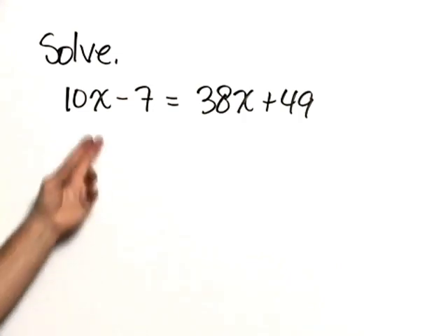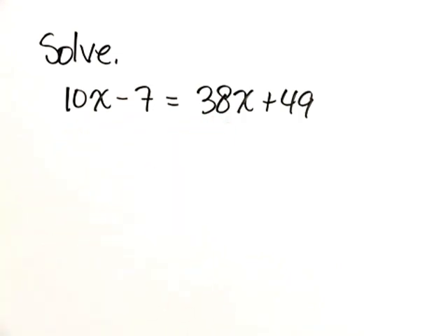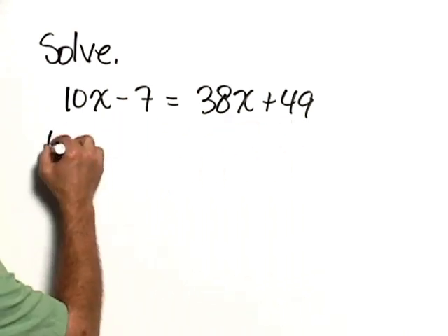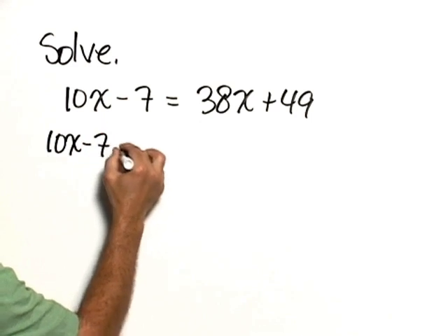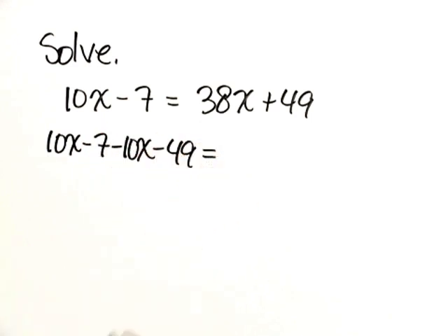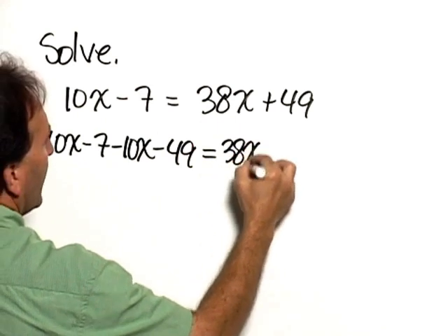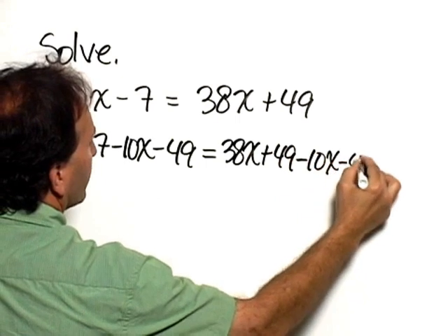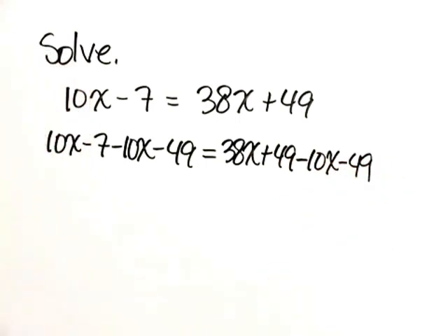So in one step, I will subtract 10x from both sides, and I will subtract 49 from both sides. So we have 10x minus 7 minus 10x minus 49 equals 38x plus 49 minus 10x minus 49.